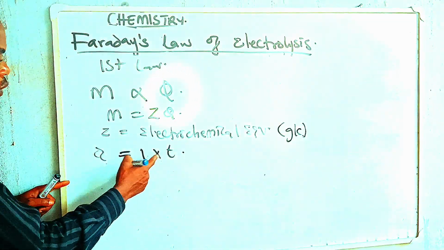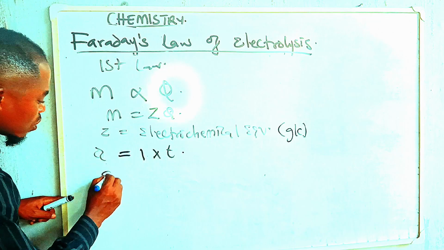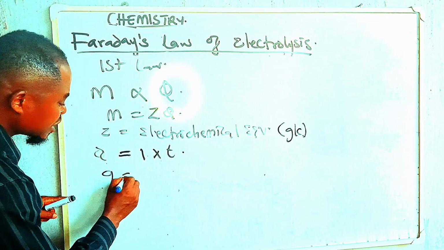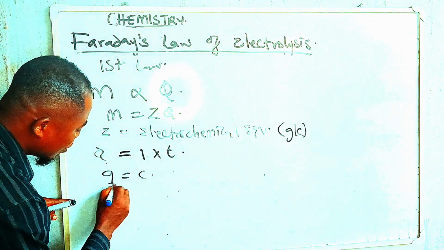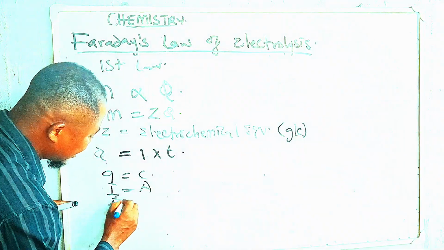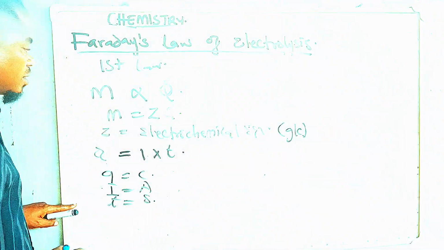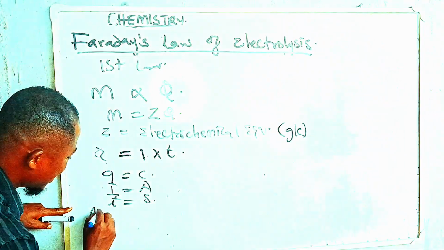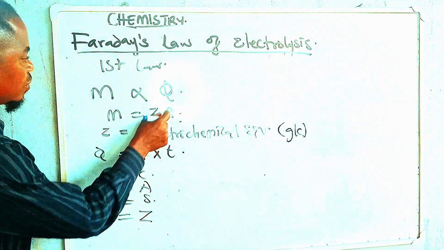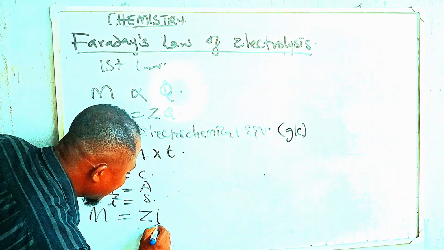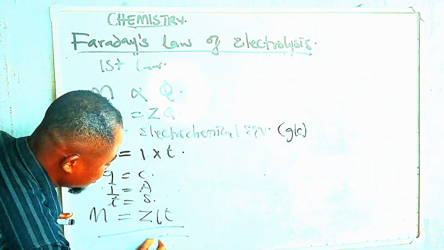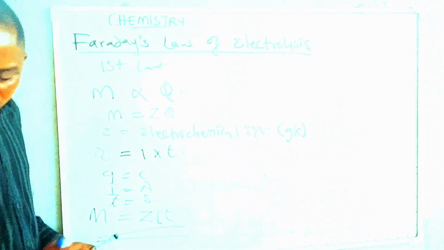All right, so with this now, quantity of electricity is measured in coulombs, current is in amperes, and time is measured in seconds. With this, we can say that mass equals what? Z, and quantity of electricity we will replace with IT. It's a very important formula that I want you to know. All right, let's look at an example.